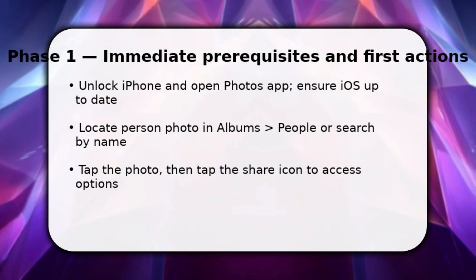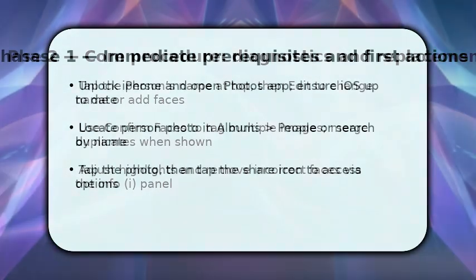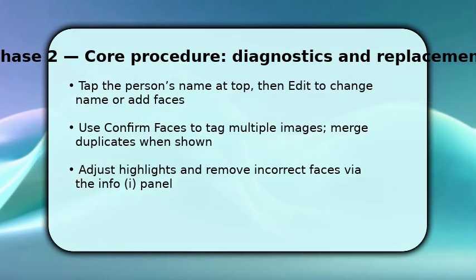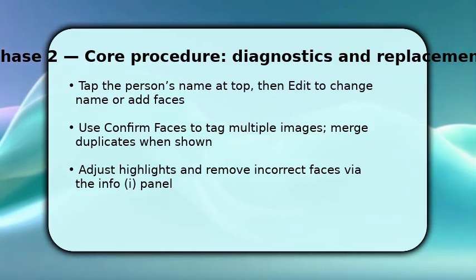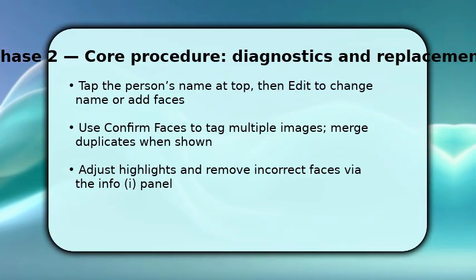Now you edit the person record. Tap the name or add name to type exactly how you want it shown. Once done, scroll to confirm faces to verify each face match. Tap to accept or reject.